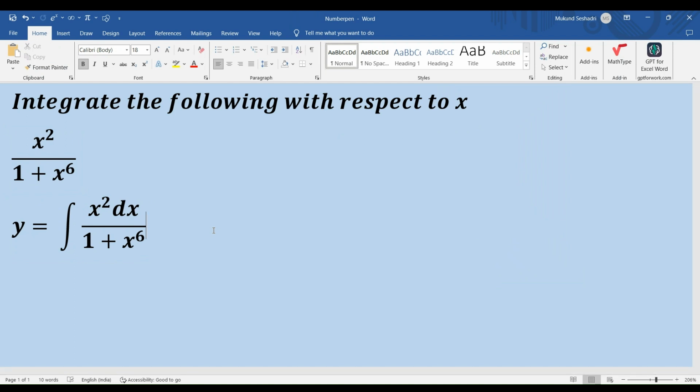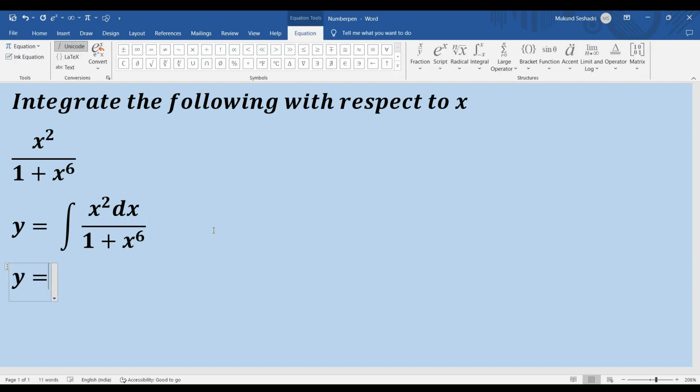I know that my y is not in a simple format whose antiderivative I know from first principles or any of the rules or identities that I've learned so far. But then I do see a connect between the expression in the denominator, which is 1 plus x to the power 6, and the expression in the numerator, which is x squared dx, right? And what is that connection? So maybe I'll go to the next line and you would understand this better if I write it this way.